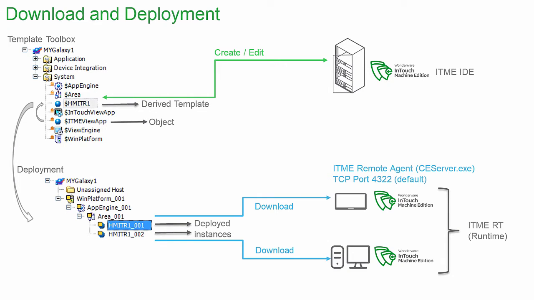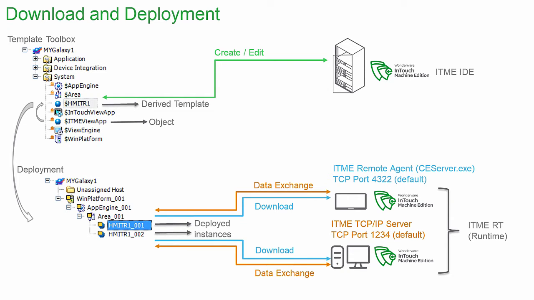So after downloading the project to the runtime stations, you can run the project remotely. You can trigger a remote command to run the application on the remote stations. And then as soon as you do that, as long as the object is deployed on system platform, the object in system platform will automatically exchange data with the runtime stations, and tags from InTouch Machine Edition runtime will be available to system platform as attributes of the deployed objects.